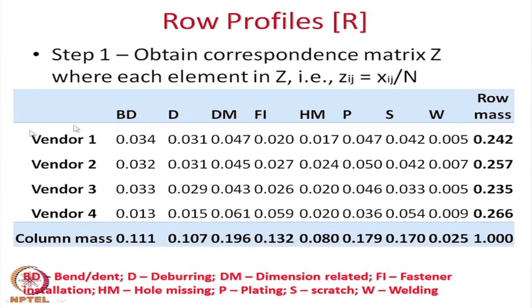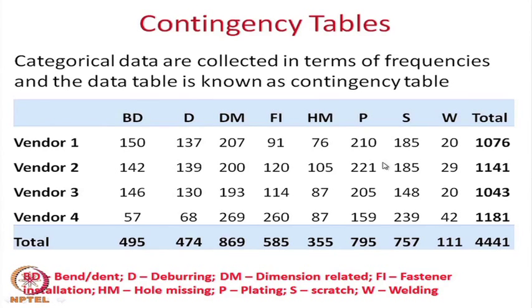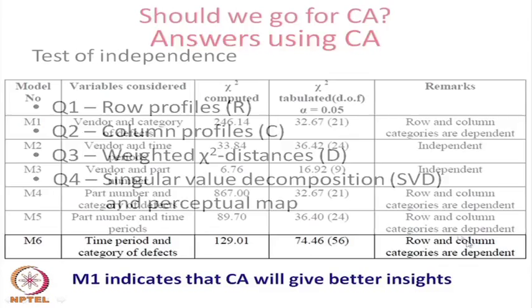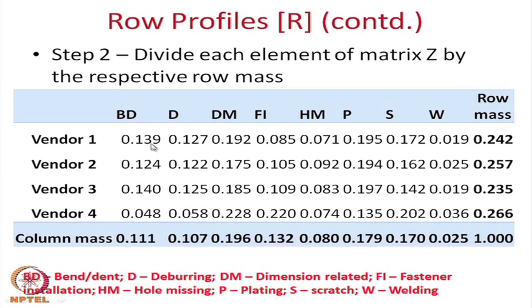If you see what the row mass is here, you go back to the original table: 1076 divided by 4441, this is your row mass. That means row total divided by total. So, step 1 is this, and in step 2, each of these elements will be divided by the row mass. So what happened: 0.034 divided by 0.242 gives you 0.139.